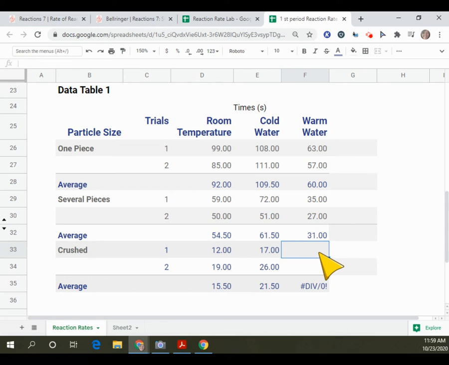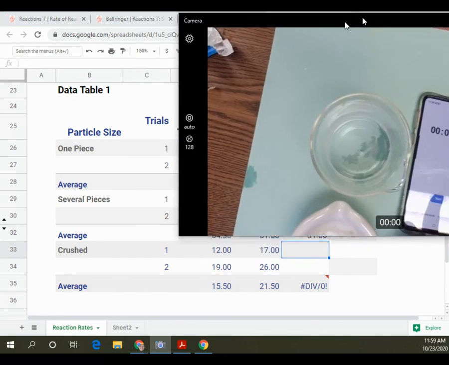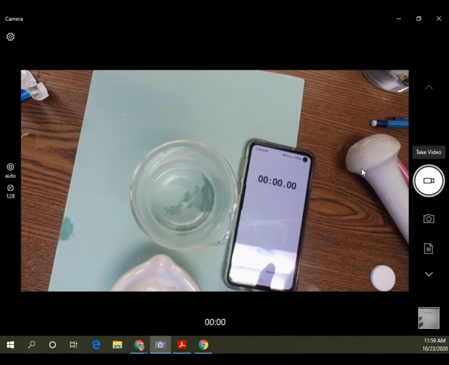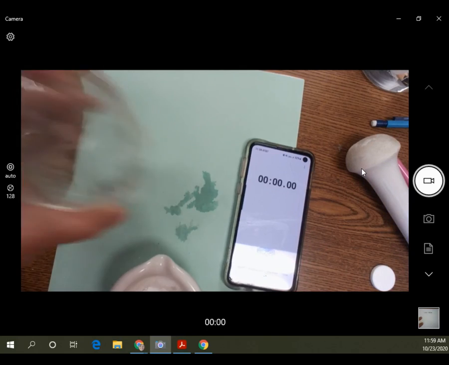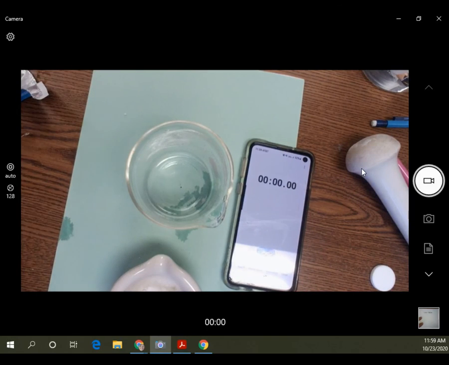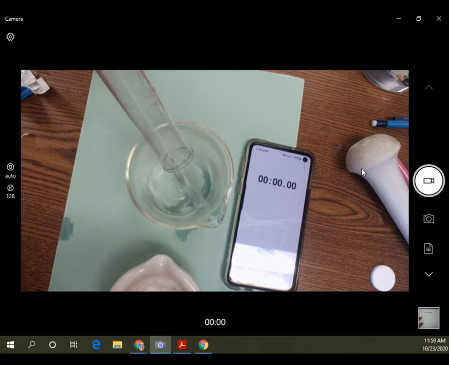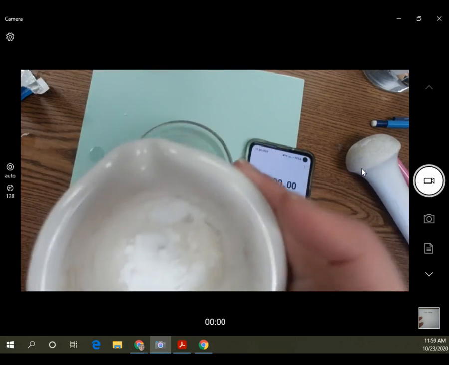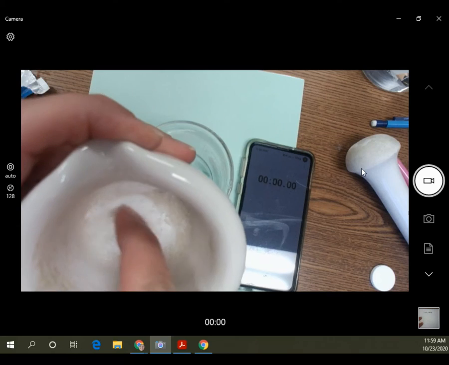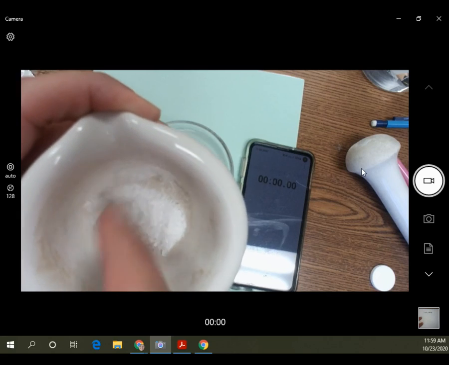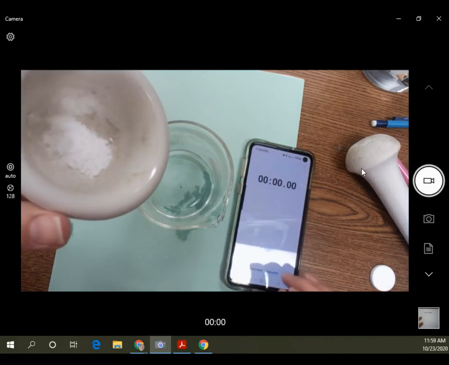So let's try crushed. Okay, we'll go back to our camera. And we got a reset camera. We're going to dump out the waste from the last time. So we have fresh, clean water. 15 milliliters of hot water. Have our crushed antacid. Make sure it's not all stuck to the edge. Ready, set, go.